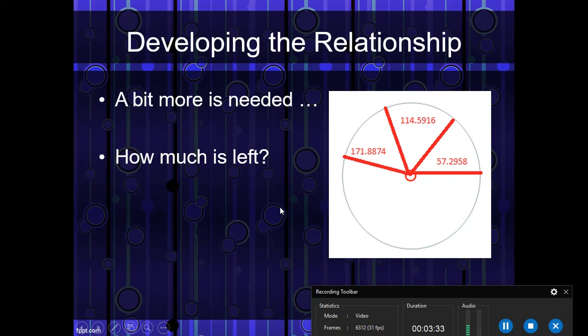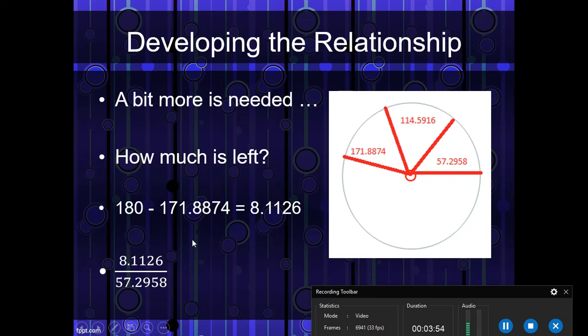How much is left to get to 180? Well, I've used 171 and a little more degrees. That leaves me a little over 8 degrees to get me to exactly 180. So what portion of another radian would I need to get me to 180? So we're going to set up a ratio. We have the remaining number of degrees in the numerator and the number of degrees in a full radian. And when I do the division, I will get a percentage.